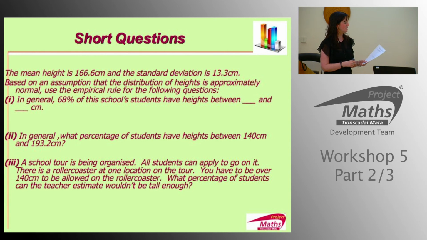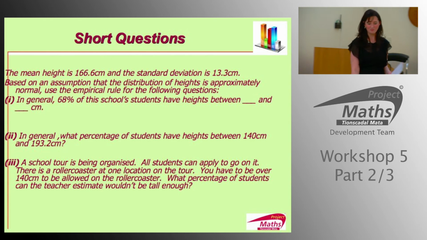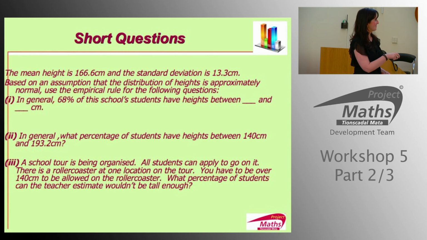So number 1, 68% of this school's students have heights between what and what? So what do you think? 153.3. Yep, perfect. 0.9. Perfect, exactly. So here are the heights that 68% is in between. Perfect. What percentage of students have heights between 140 and 193.2?